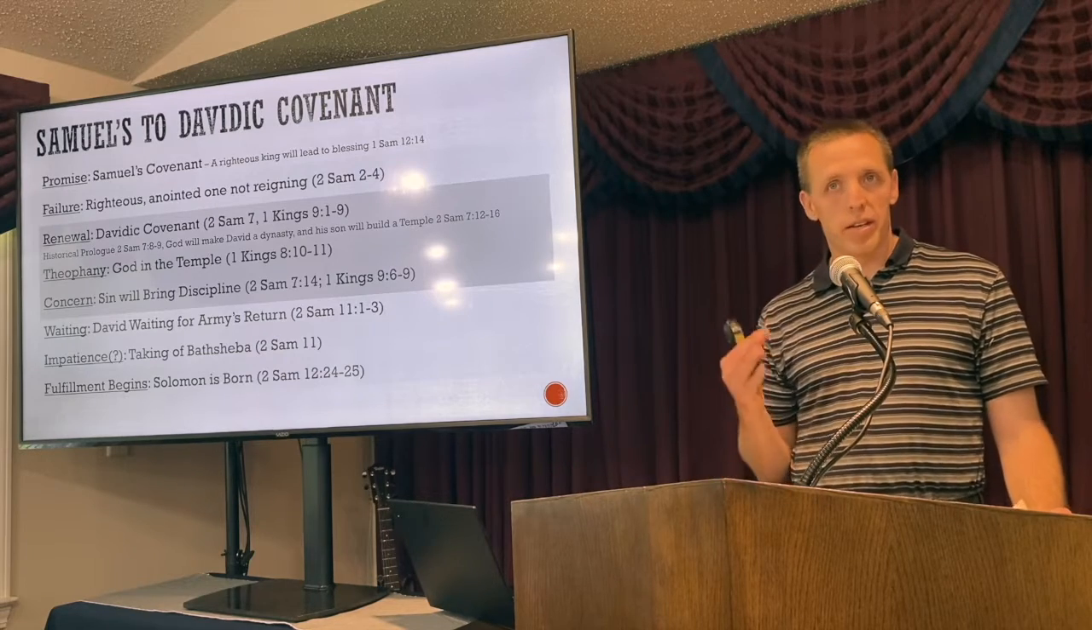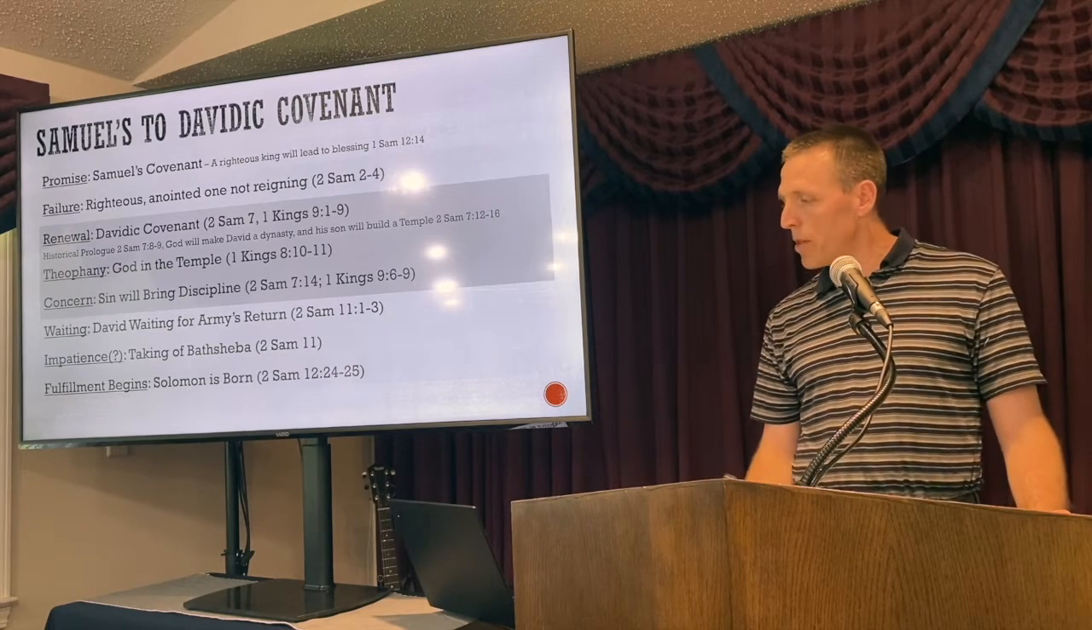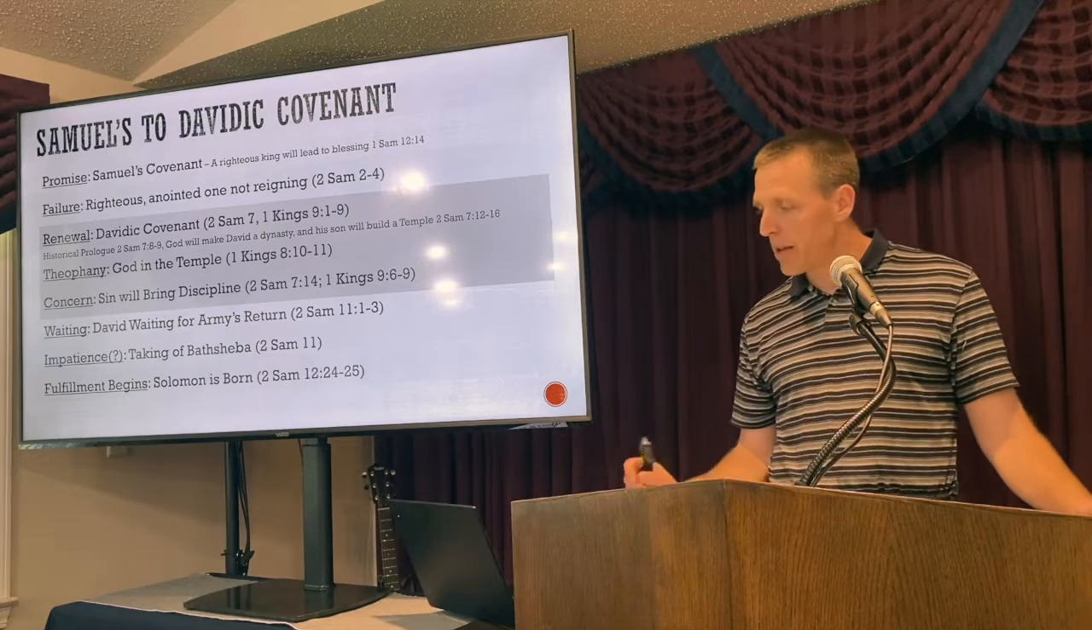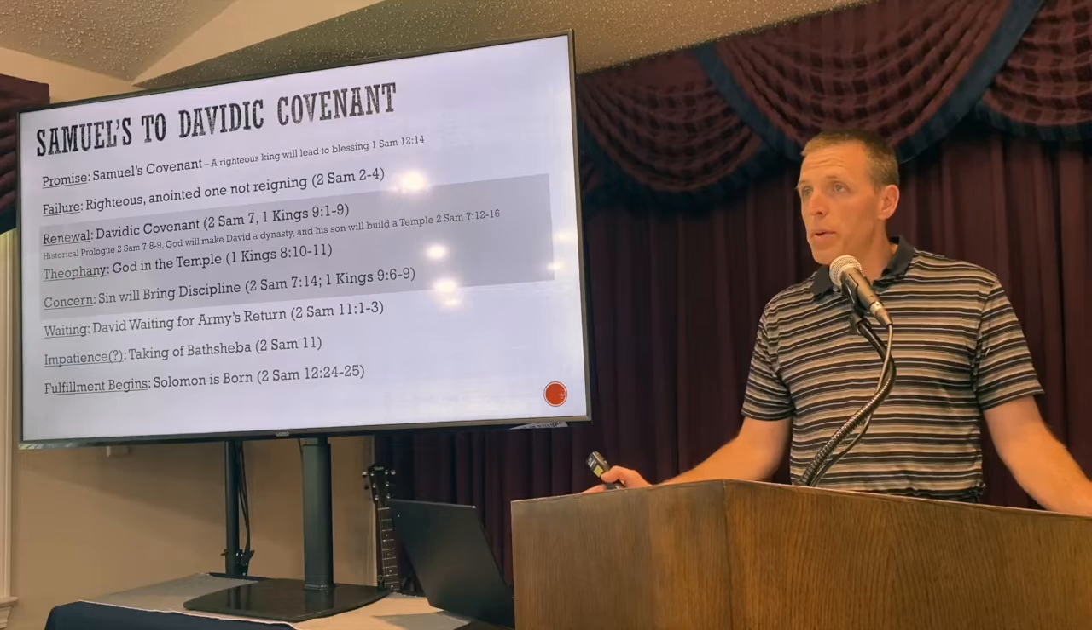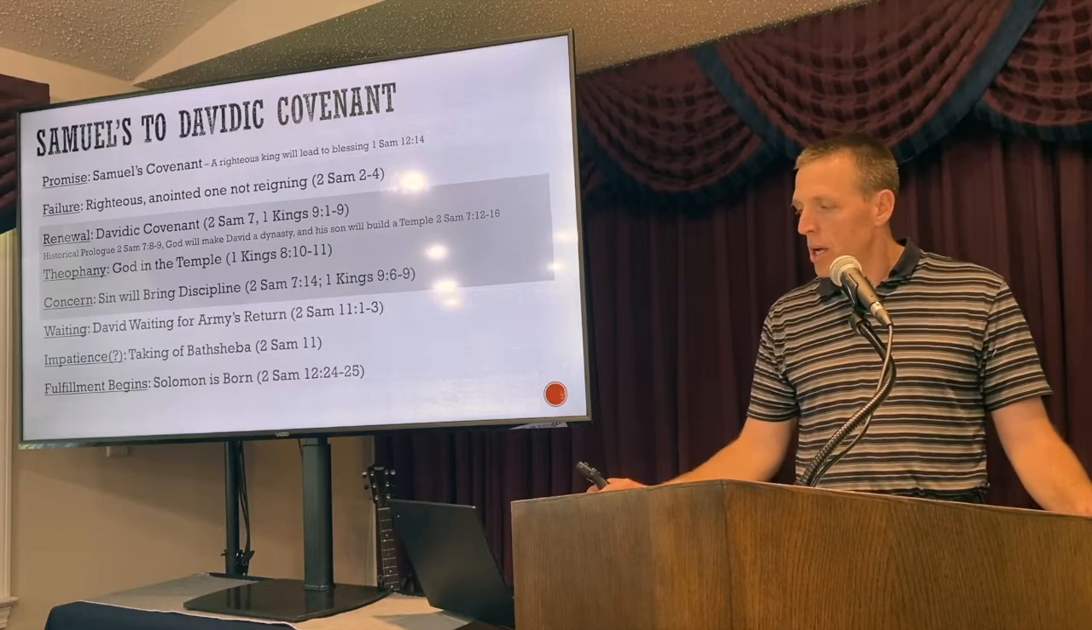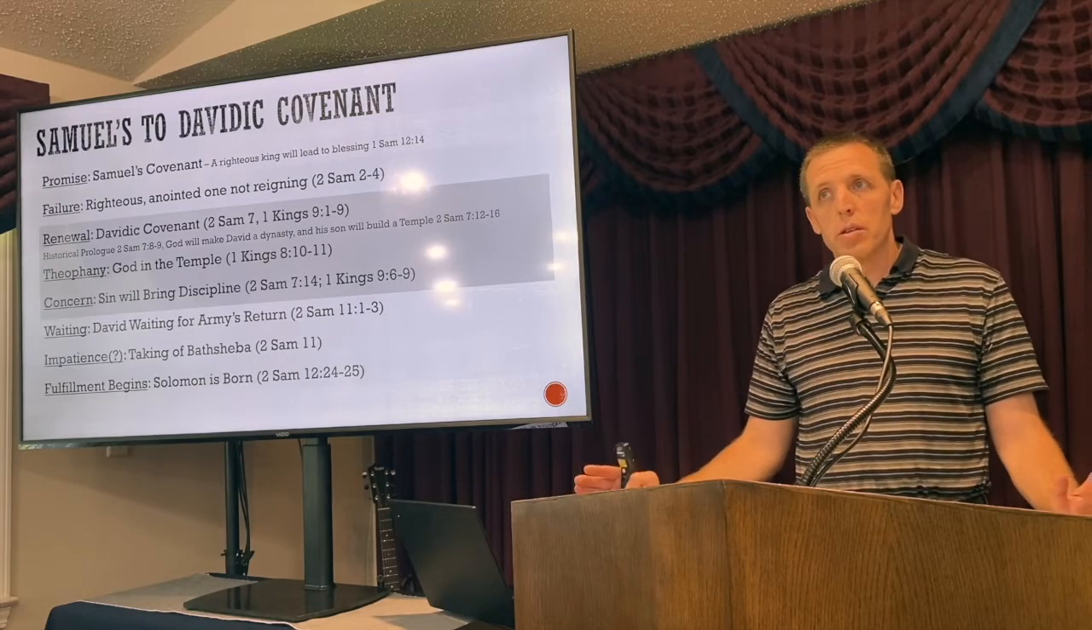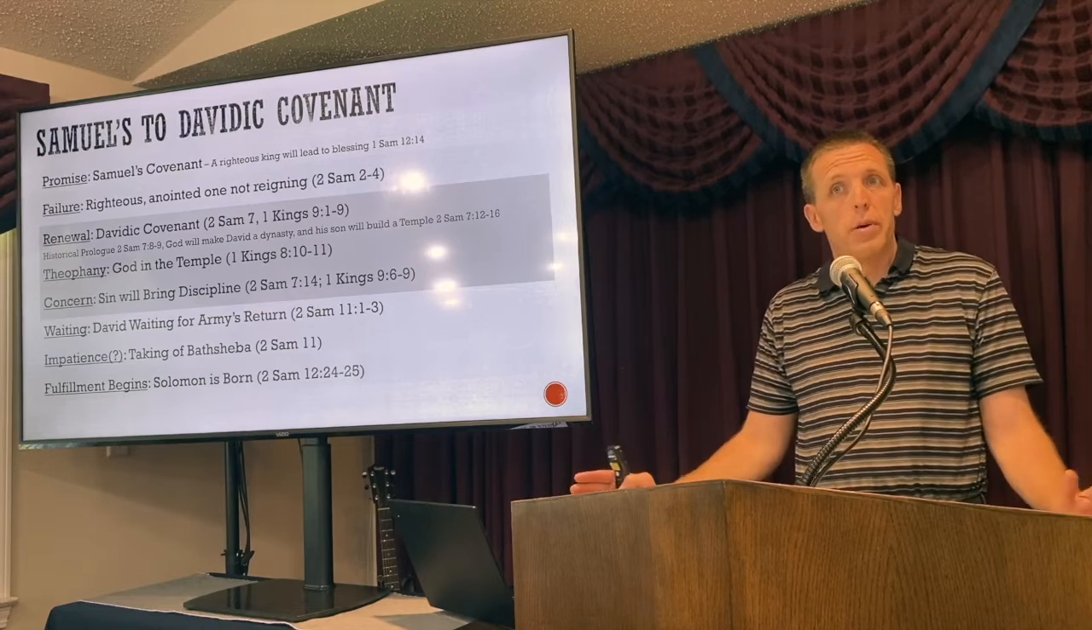Samuel to David's covenant. The Davidic covenant we all know about. It's one of the most important ones and very well spelled out. They're working under Samuel's covenant that he made with the people. If you have a righteous king, I'll bless you. But they fail. They have a righteous king who's been anointed, but he's not reigning.